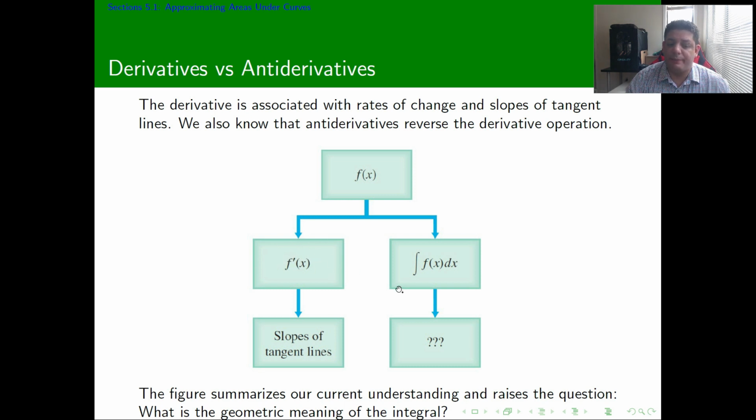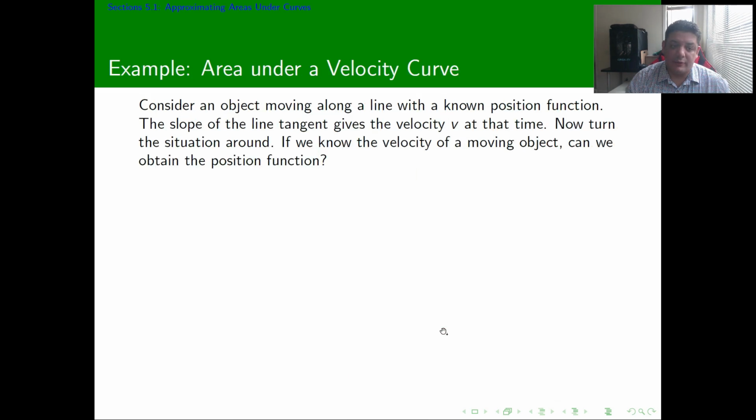Now, an obvious question is, well, if antiderivatives are reversing that operation, what is the geometrical meaning of having an antiderivative? So for that, let's consider that we have a moving object about a line, okay? And the slope of the tangent line is going to give you the velocity at that time.